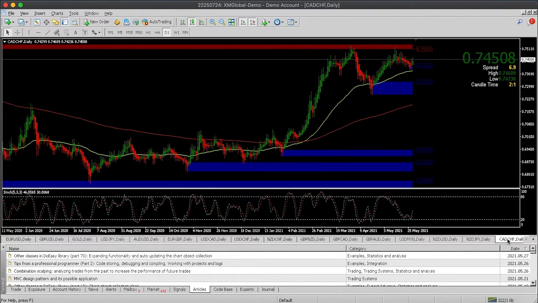Okay, this is possibly a setup. It pulled back to the 50. It's at a demand zone, and we had the volume, so probably I'll take that one. But let's see what's there with the other currencies.